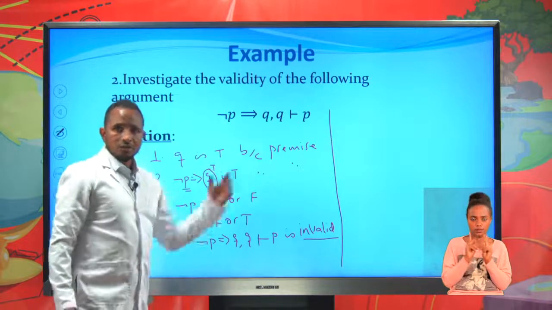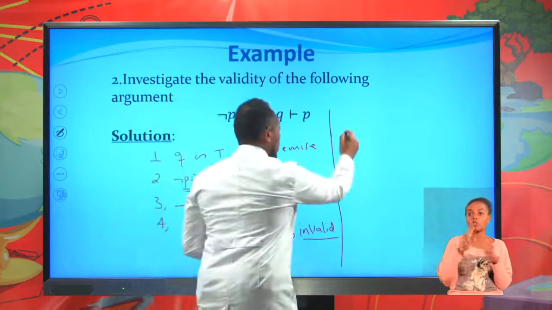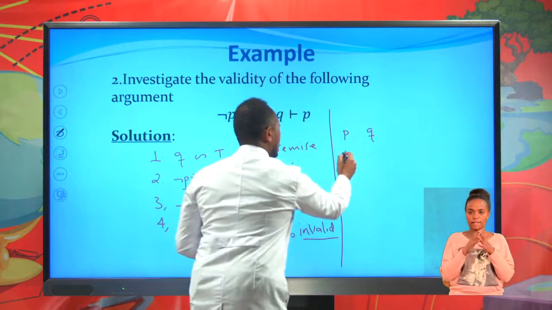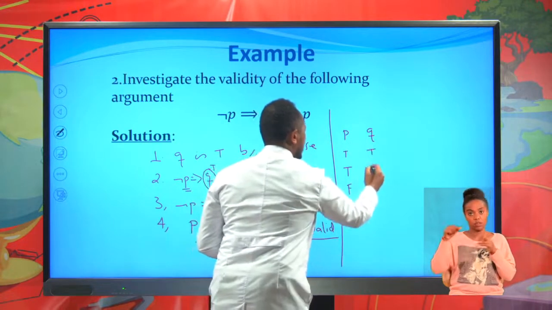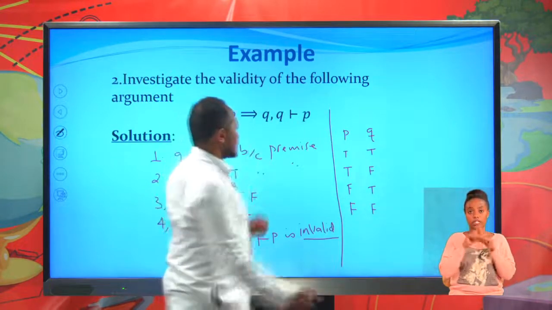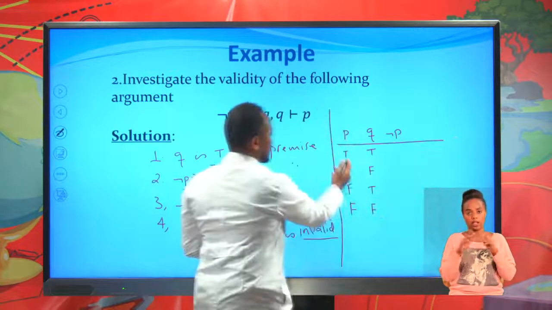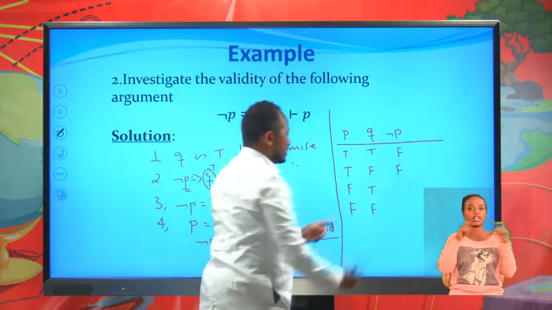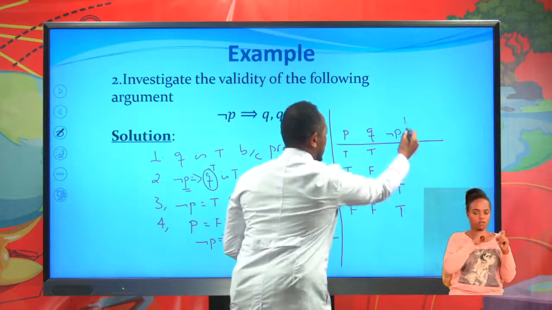Okay, you can use a table also to test whether it is valid or invalid. We have two statements, P and Q. So we have true, true, false, false here, true, false, true, false. Negation of P implies Q. Let me have negation of P here. Negation of P, it is false here. Negation of true is false. Negation of false is true. Again true here.